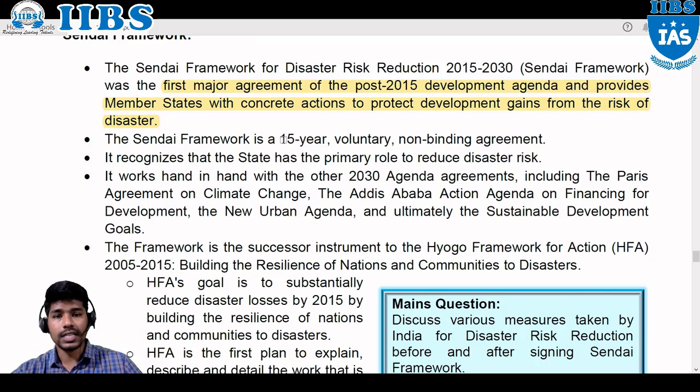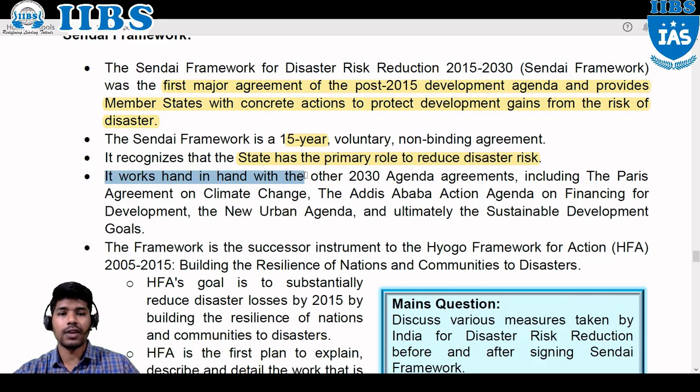Right? It is a 15-year voluntary and non-binding agreement. Non-binding agreement in the sense that if you want to follow the agreement, you can follow. If you do not want to ratify the agreement, you do not have to ratify. It is a non-binding agreement. It recognizes that the state has the primary role to reduce disaster risk.